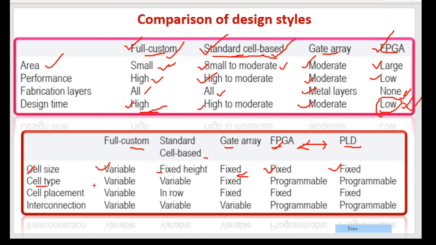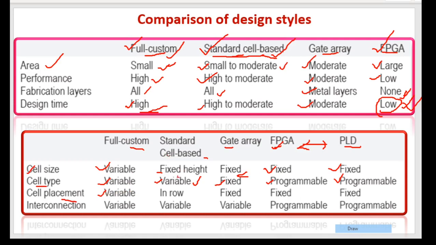So cell type: again variable in full custom, and variable in standard cell based design. There are various types of components available in the standard cell based design library. In gate array you have those fixed uncommitted transistors, so the type is not available. In FPGA it is programmable: the hardware is there, and you can program it. PLD is again programmable. Cell placement: again in full custom it's variable, you can place your component anywhere on the IC as you desire.